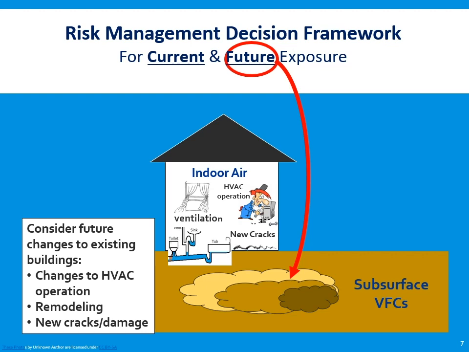A number of things could happen to a building in the future, changing the exposure, such as changes in the heating and air conditioning systems, changes in the building due to remodeling, and the occurrence of additional foundation cracks in the future as the building ages. Older buildings are more susceptible to vapor intrusion as indicated by empirical data from schools in France. Accordingly, when making risk management decisions, the magnitude of the subsurface contamination needs to be incorporated into the decision framework.